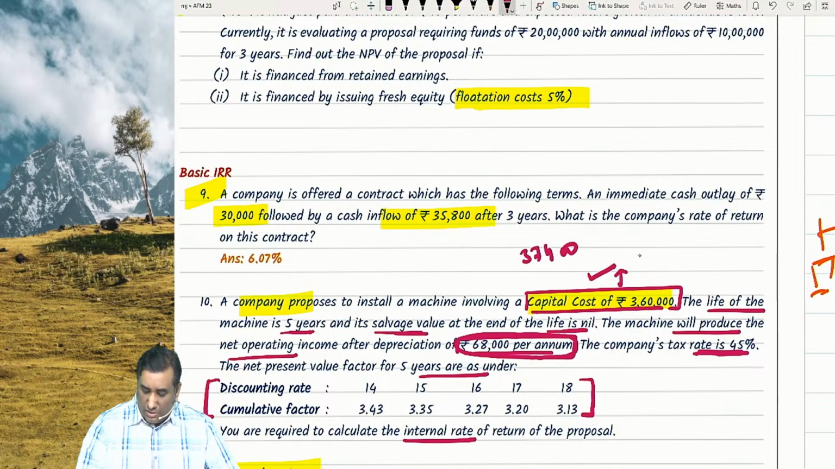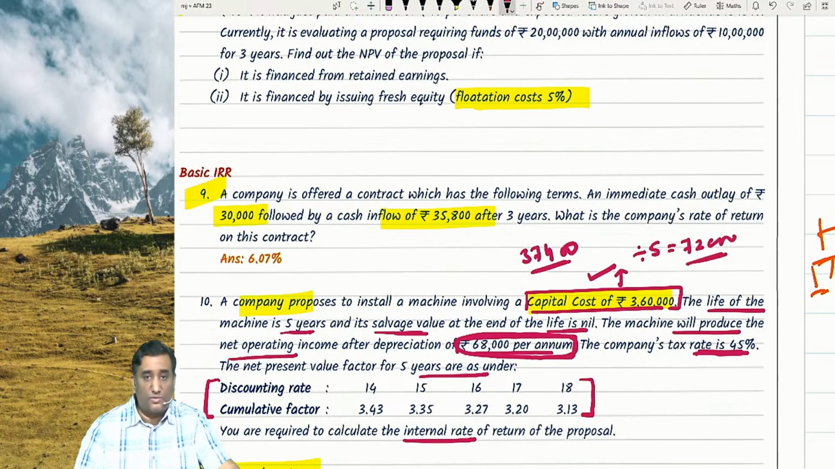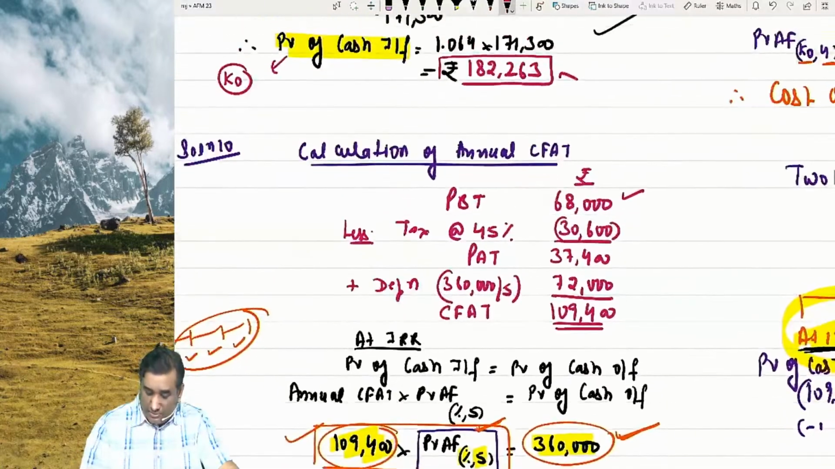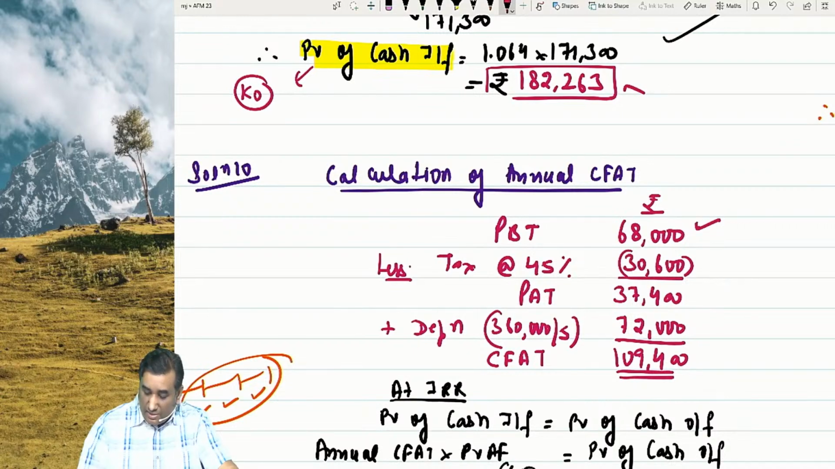Depreciation would be equal to 3,60,000 divided by 5 years, which is 72,000. So your CFAT would be 37,400 plus 72,000, which is 1,09,400. So it comes this way. The first part I'll do is the calculation of annual CFAT: 68 minus tax, PAT, add depreciation, CFAT.